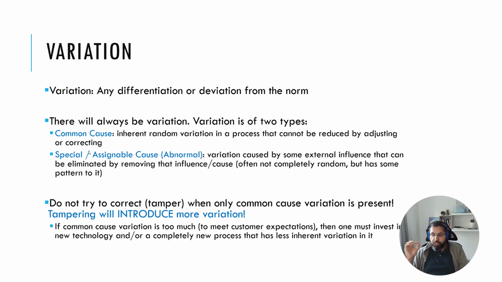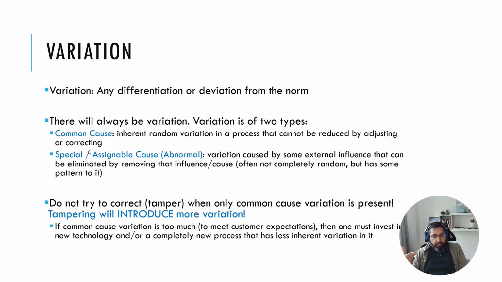So if there is no special or assignable cause variation present, then do not tamper with the system, because there's only common cause variation present, and tampering will introduce more variation. If common cause variation is too much to meet customer expectations, then you must get a new technology, more accurate equipment, things like that. Revamp your entire process, start from scratch. Right? Go to step one, go to a whiteboard, clean slate, right?